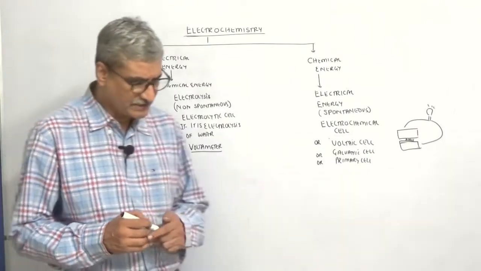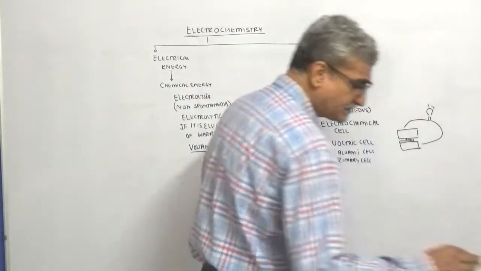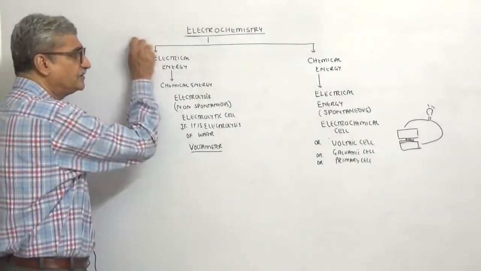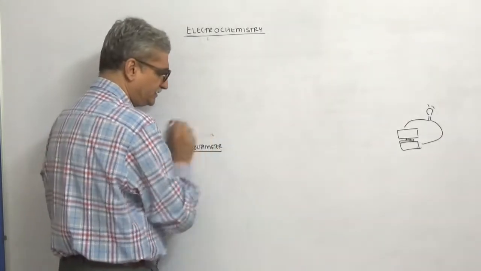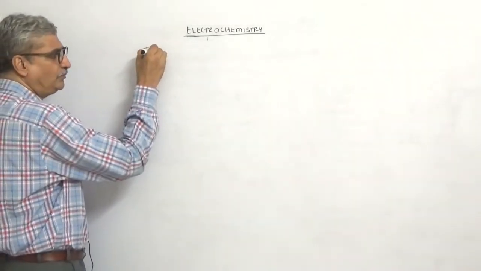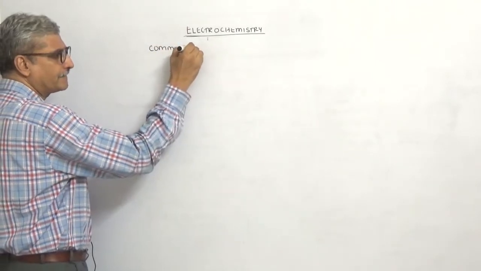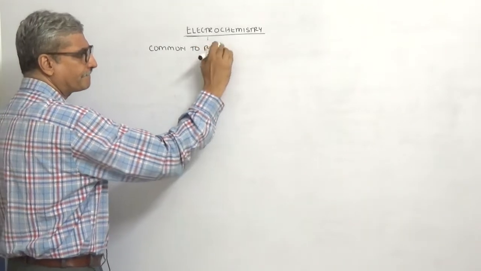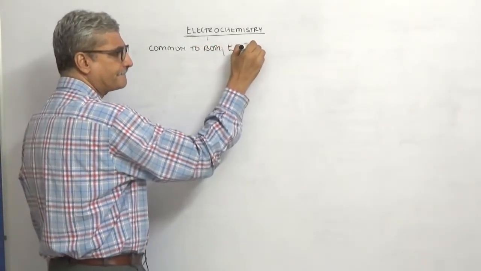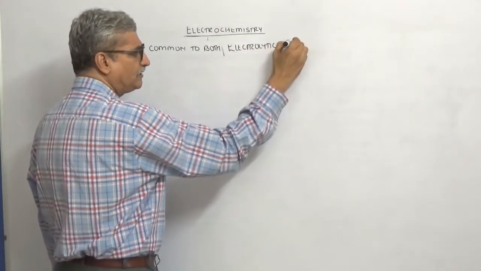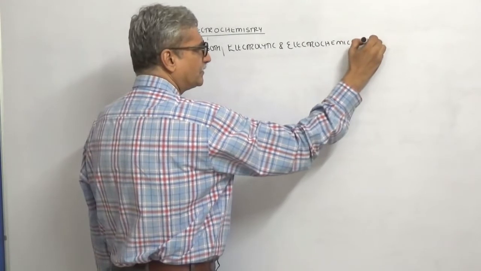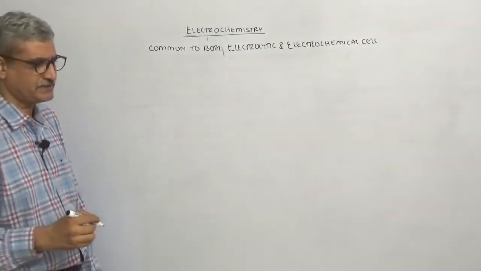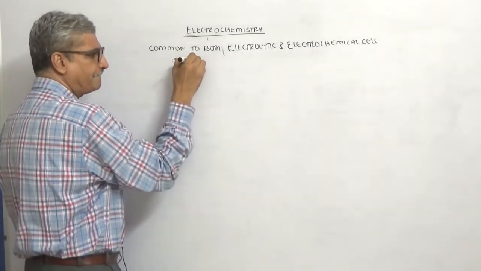One very important thing is, irrespective of whether it is electrolysis or an electrochemical cell being formed, one thing common to both the electrolytic and the electrochemical cell is that we have electrodes.